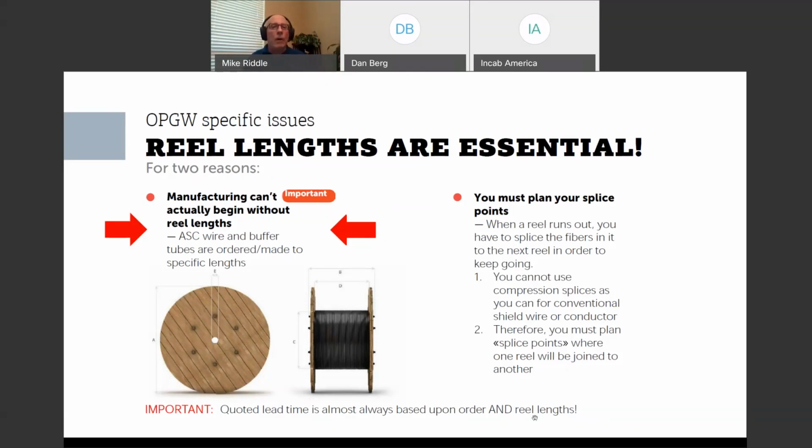Now, why are they so important with OPGW? You don't worry about it with ACSR as much. Well, it's because when an ACSR reel runs out, you have the option of just putting on a compression splice and keep pulling. But with OPGW, you've actually got to stop and put in a splice point and splice the fibers from reel 1 to reel 2 in order to keep going. So reel lengths become critical for OPGW.